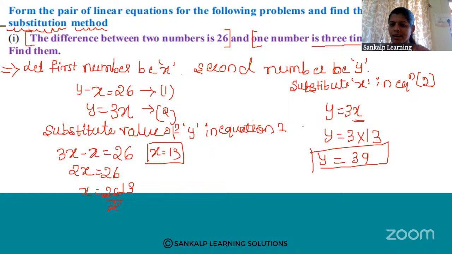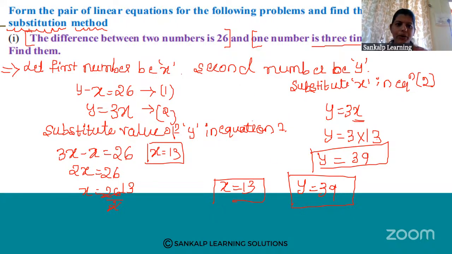So here you can verify that one number is 3 times the other. So 13 is one number, and the other number is 3 times that. 13 into 3 is 39. Right? So the two numbers are x is equal to 13 and y is equal to 39. This question can be asked for 2 marks. Okay?